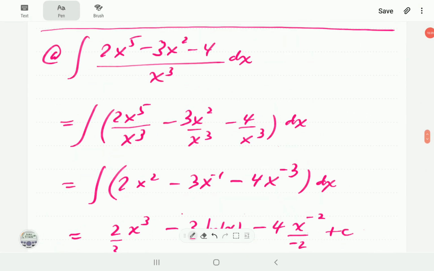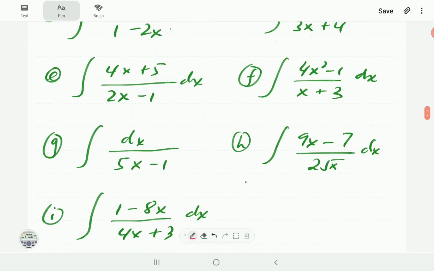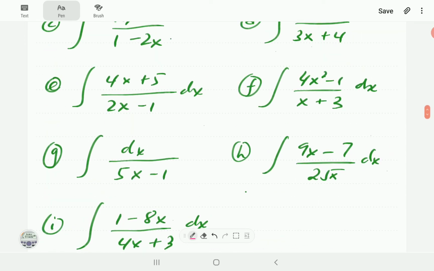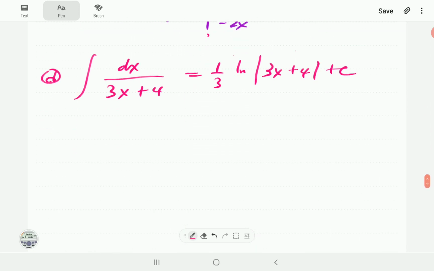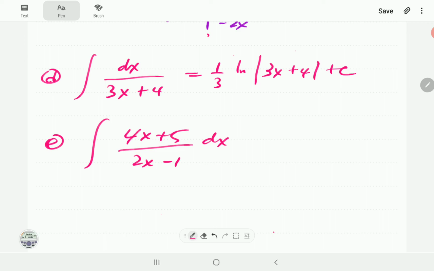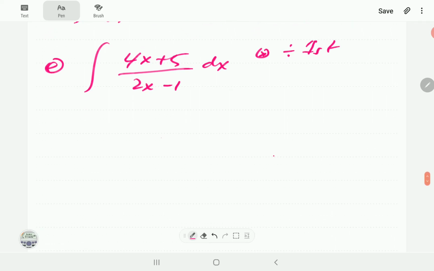For e, we now have an improper rational expression. So for e, we have the integral of 4x plus 5 divided by 2x minus 1 dx. Now, we said in this case we need to divide first. So divide first, and we are going to divide using long division.